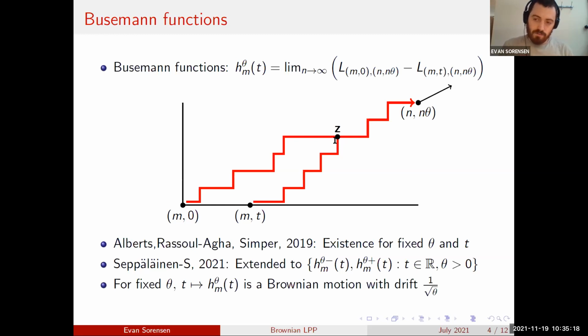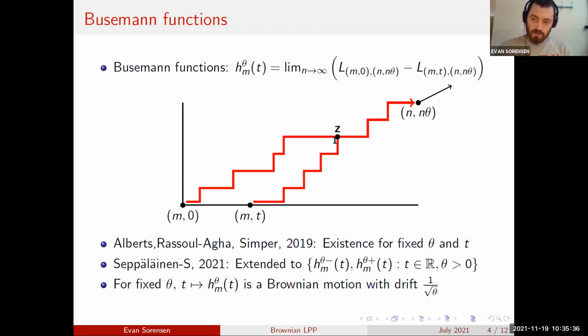One thing we can prove is that if you fix the value of theta, the theta minus, theta plus distinction is not there. I mean that with probability 1, h_m theta minus will equal h_m theta plus for all values of t. So the values where they are different are random, and it turns out to be a countable set.